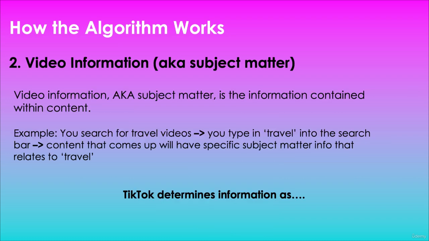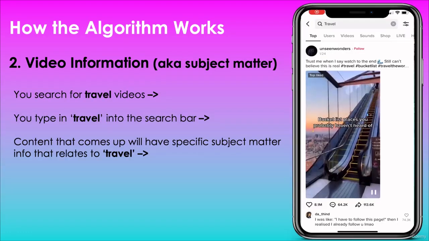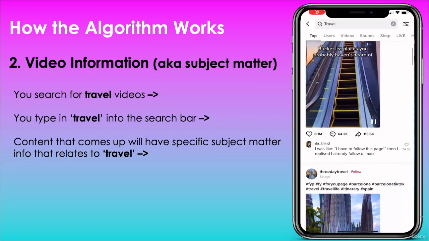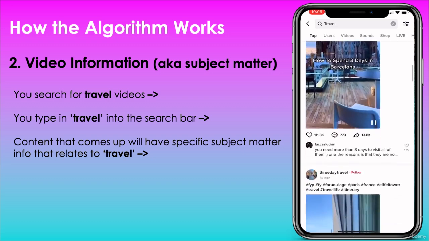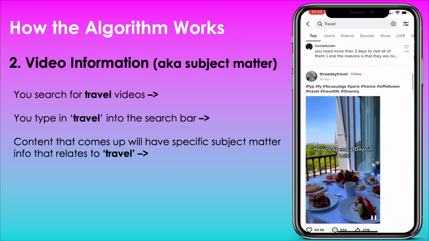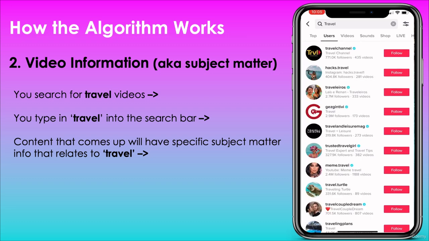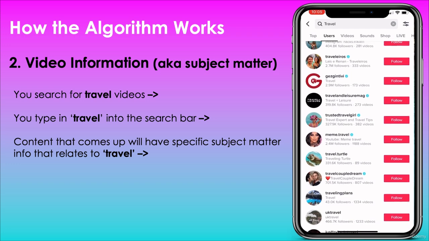Okay, so next up we have video information, also known as subject matter. While user interaction signals are based on the way you interact with other users and content on the app, video information is based on the content itself. This is basically the information contained within the video. For example, if you search for travel videos in the search box, the videos that come up will have specific information signals in them to help relate them to the travel niche and show up on your search.